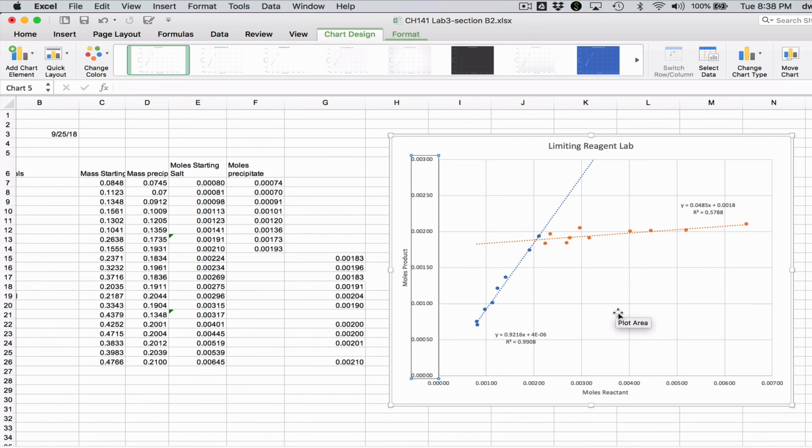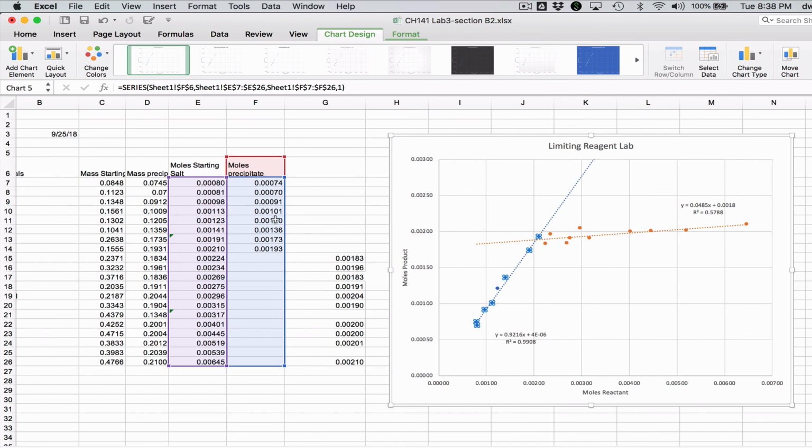The original data divided into two data sets, the blue set to the left, the orange set to the right, two regression lines through two different data sets, and we did it by plotting the blue data here and the orange data here, and we fit linear regressions to both.